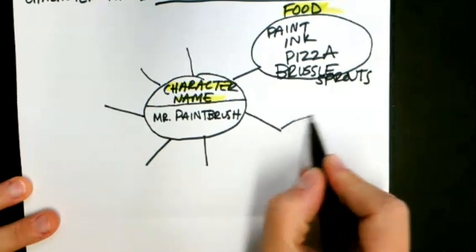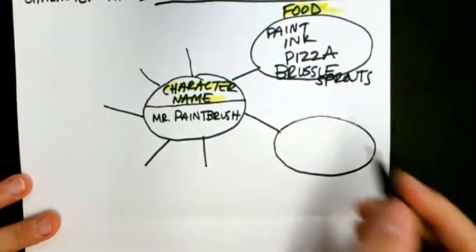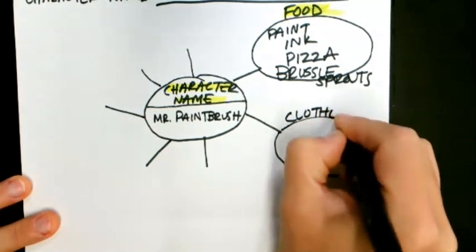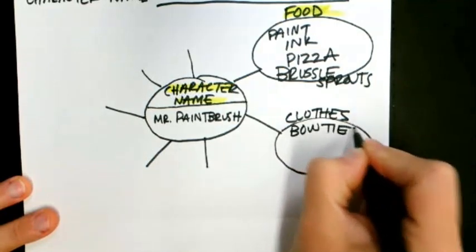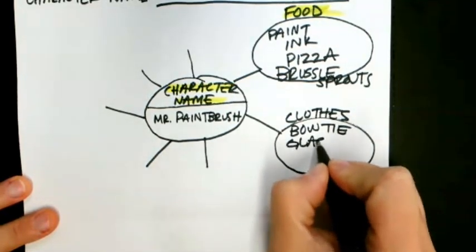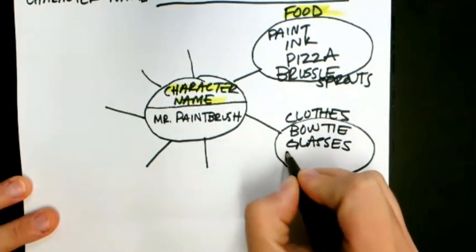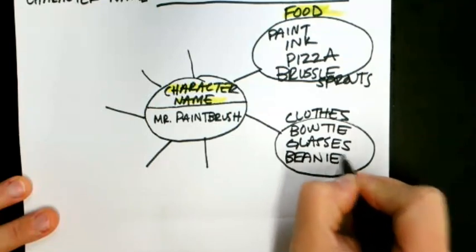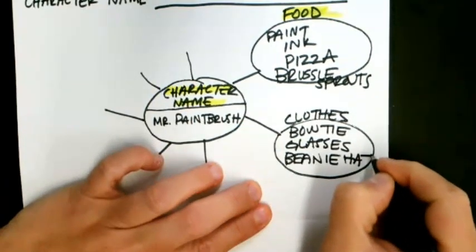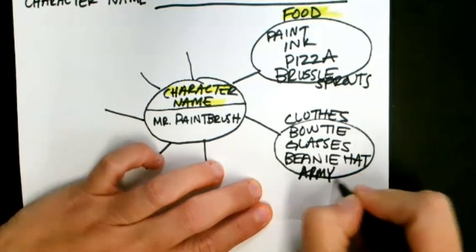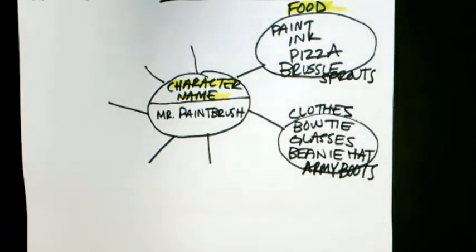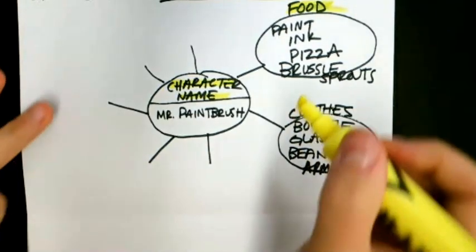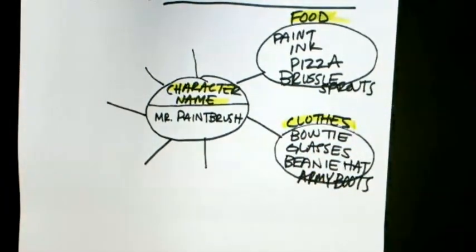Our next bubble, you're going to fill in what clothes do they wear. And like mine is going to be a bow tie, glasses, a beanie hat, and army boots. But you can put whatever you think that character might wear. It might not wear it in all the times that you draw it, okay? But try to get 3 ideas down there.